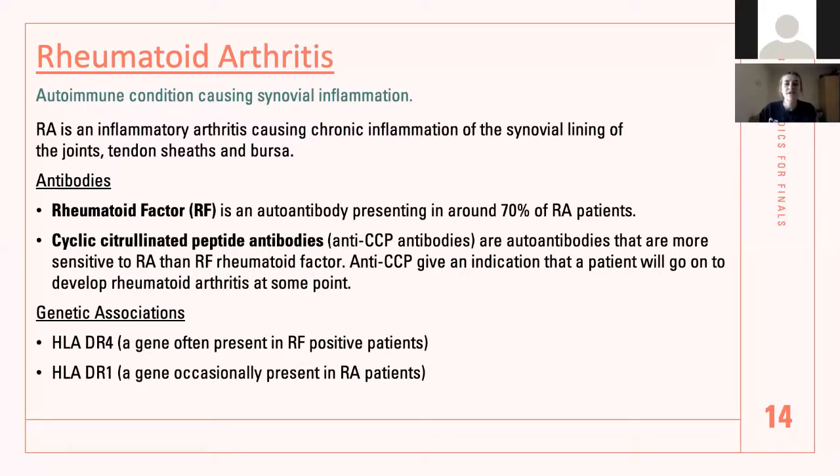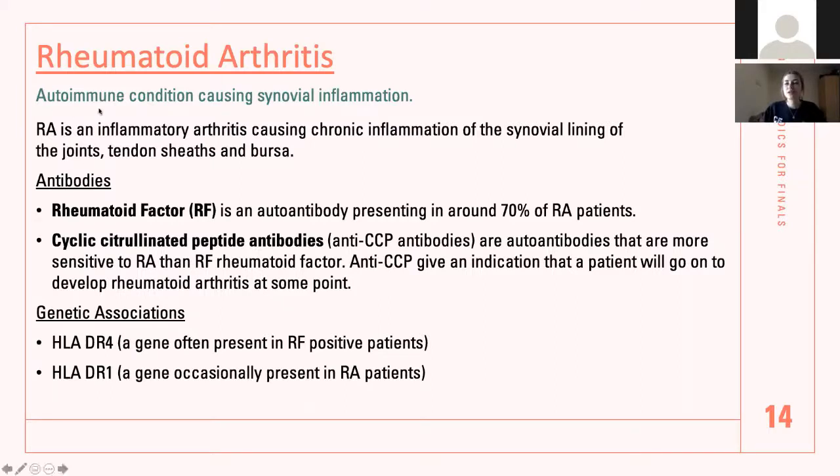So rheumatoid factor is an autoantibody, and it presents in about 70% of patients with rheumatoid arthritis. It targets the Fc portion of the IgG antibody. So all antibodies have an Fc portion on them that is used to bind the cells of the immune system. Rheumatoid factor targets this Fc portion on the IgG, and it causes activation of the immune system against the patient's own IgG, and it will cause systemic inflammation.